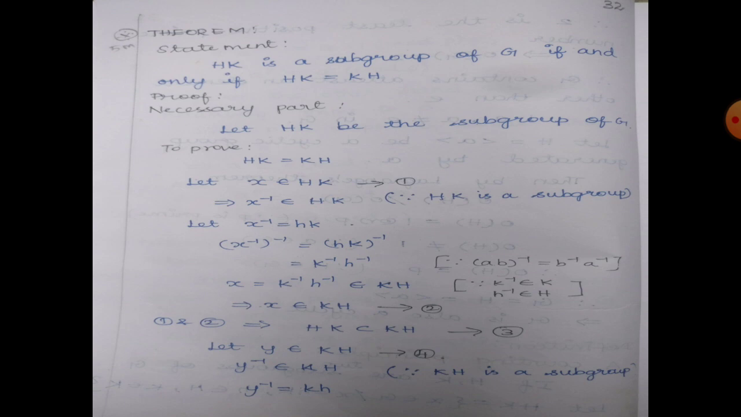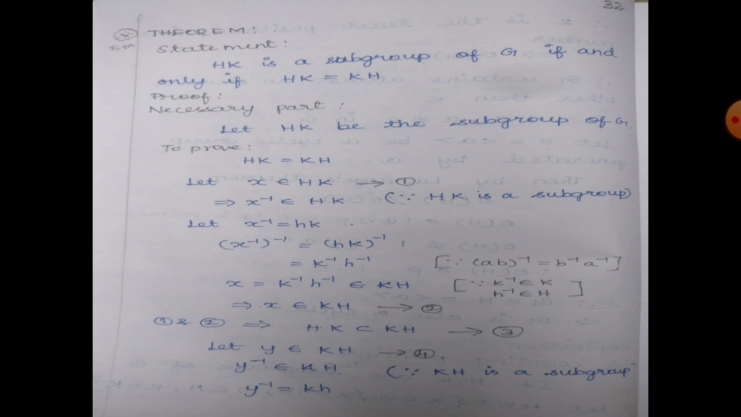The same process we have to follow here. First we take an element from HK: x belongs to HK. By our assumption HK is a subgroup, so surely the inverse will exist. So x inverse belongs to HK. So x inverse is equal to hk, because x belongs to HK. So the inverse is also in HK, which by the definition of HK means x inverse equals h into k.